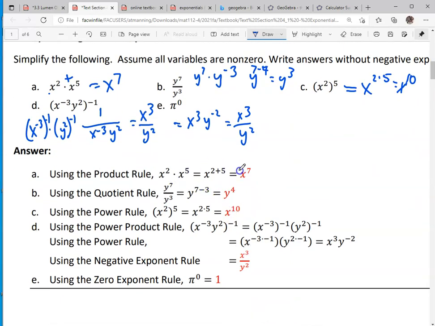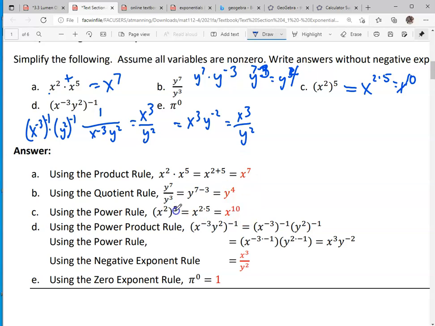Add the exponents gets me the 7. Add the exponents gives me the 4. Wait a minute. You didn't catch me. I messed up right there. That's x, y to the 7th minus 3. I messed up right there because I threw a 4 in there. Oh, man, I wasn't getting too sleepy this morning. Y to the 4th.